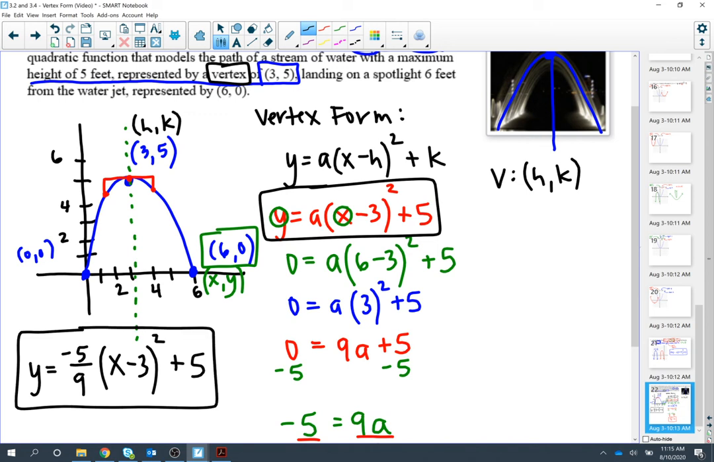and this is the equation that models the water as it comes out of the origin, goes up to your vertex of 3, 5, comes back down and hits the ground at 6, 0. So if we were to graph it using vertex form, the vertex would be at positive 3, positive 5, and out of your vertex you would go over 1 and down 5/9, which is just a little bit more than half, and that would be the stream of your water.